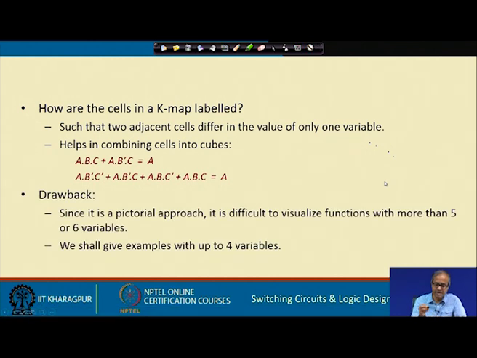So, this Karnaugh map is fine, but of course, there is some drawback also. The main drawback is that because it is a pictorial approach, we cannot draw a figure like that with more than 5 or at most 6 variables. Even with 5 variables it becomes complicated. So, all the examples that we shall be showing will be up to 4 variables only. Okay, 5 and 6 variables become complicated, beyond 6 it becomes impossible. This is the main drawback of the Karnaugh map.